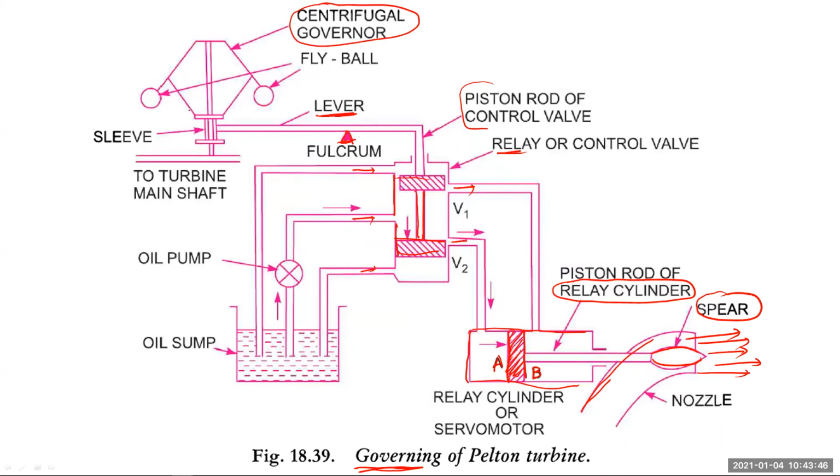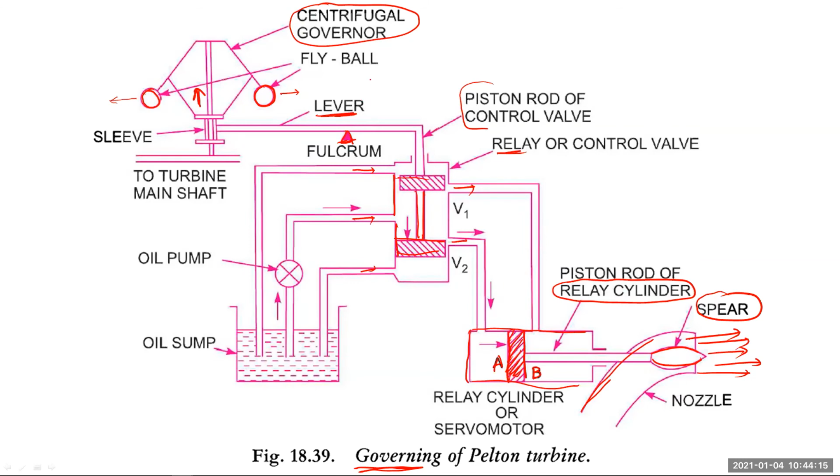Centrifugal governor means that with the centrifugal force, these are balls, fly balls. Due to inertia or centrifugal force, when the speed increases, they will try to move out because of the centrifugal force. When they try to move out, then what will happen? The sleeve will try to go in the upward direction. So that is what happens when the speed increases.